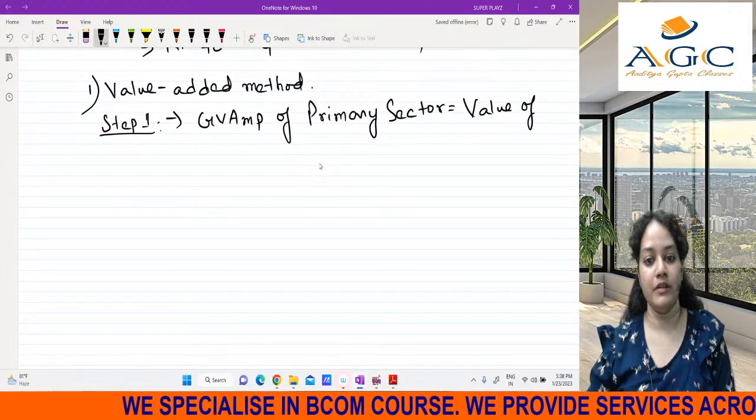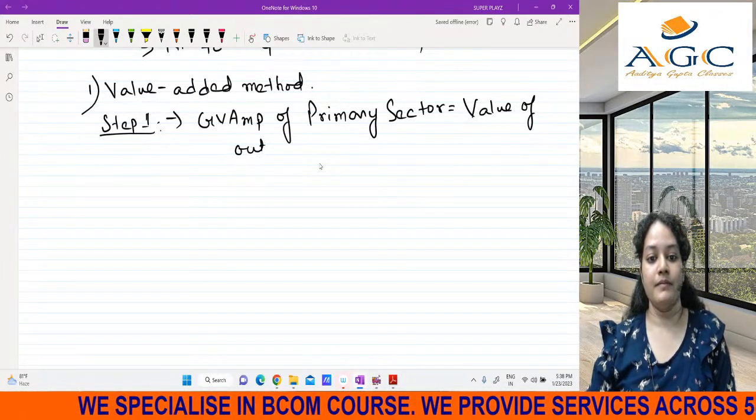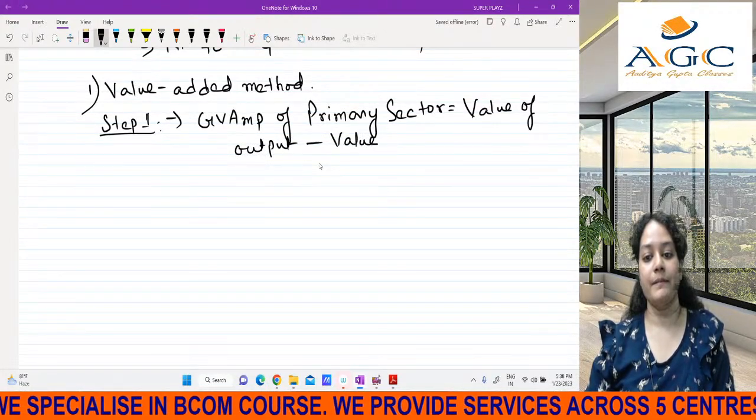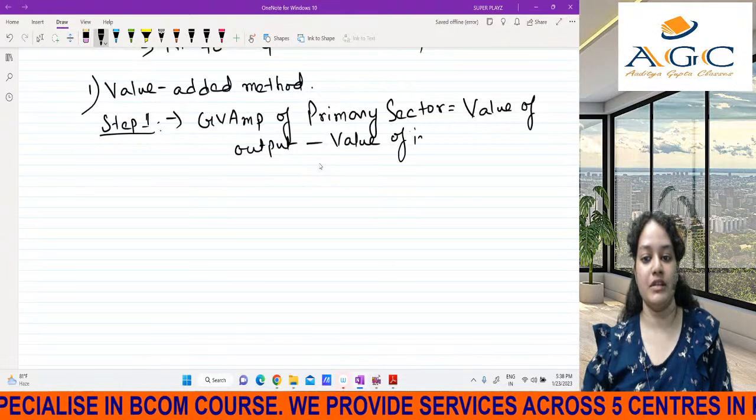Value of output minus value of intermediate goods.